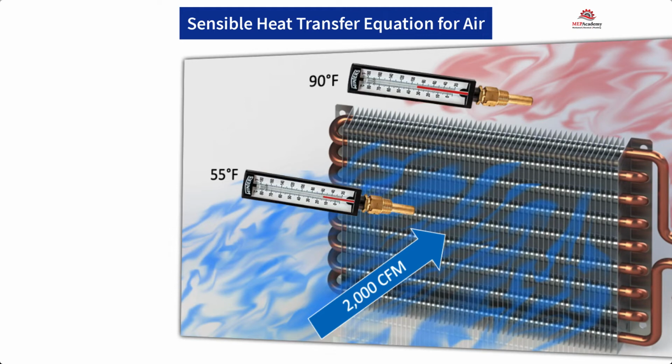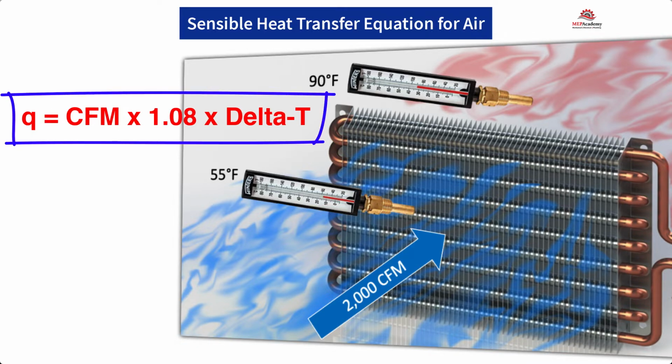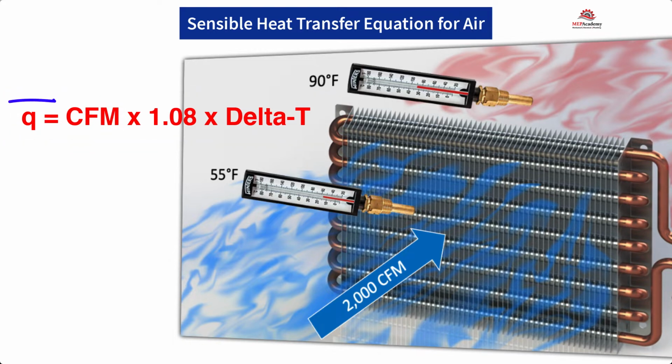In this video, we're going to look at the sensible heat transfer equation for air. This is useful when trying to determine any of the three variables: BTUs, CFM, or delta T. When you know two of these values, you can determine the remaining missing value.